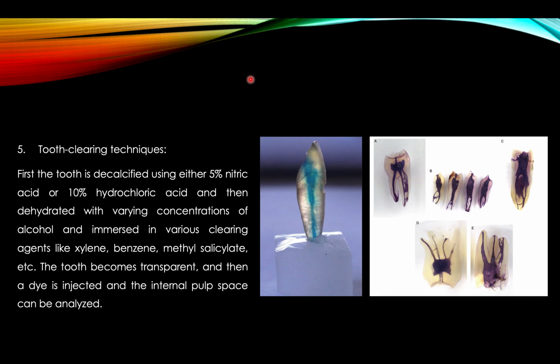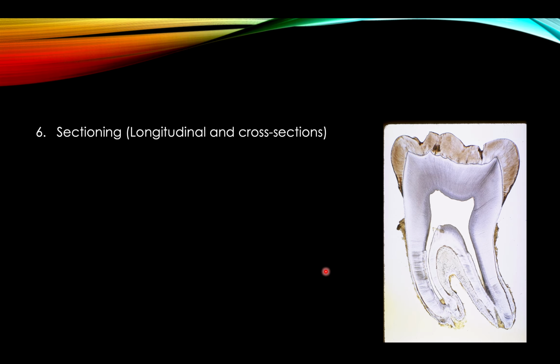We soak it in varying concentrations of alcohol, and then we immerse it in various clearing agents like xylene, benzene, or methyl salicylate. The tooth will become transparent, and then a dye will be injected into the pulp space, and you can see the pulp space colored with different dyes and ink, and you can see how complex the root canal anatomy is. You can see that the canals can branch, rejoin, and then redivide, so it's very complex.